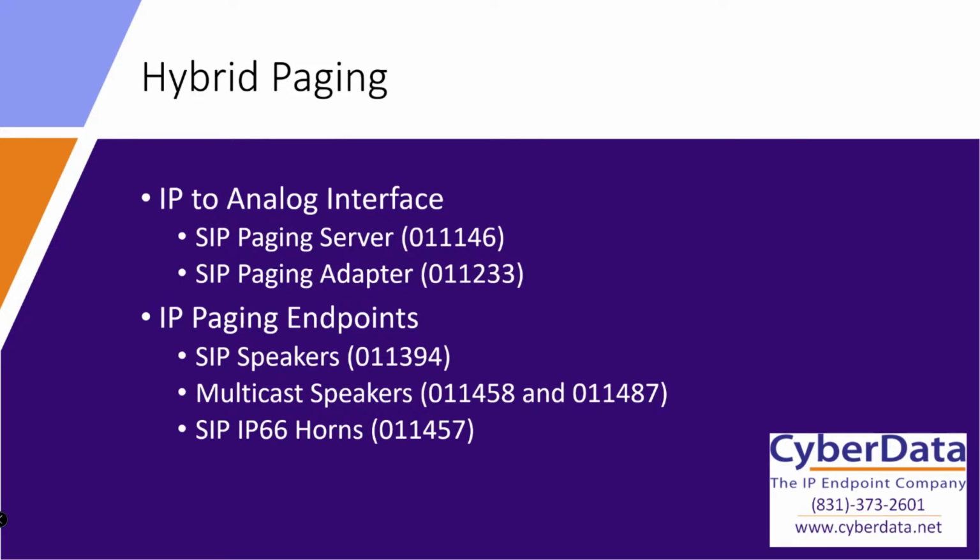So when you're dealing with a hybrid-based solution, you're, of course, going to have two main product categories. You're going to have your IP to analog interface, so something to work with that existing analog amplifier setup. That could be either your paging server or your paging adapter, depending on the particular application and the requirements. Typically, if you're going to be dealing with this hybrid-based system, we would usually recommend a paging server, because of the capability to not only interface with that analog amplifier, but also send any of those calls or notifications back across the network as multicast to all those other IP-based endpoints.